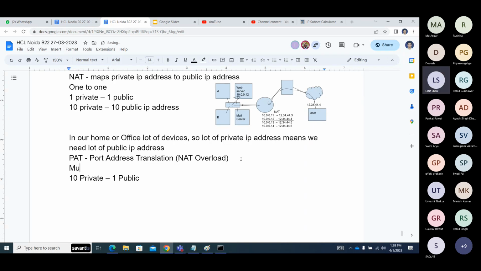It's multiple private to single IP address. So you have 10 private IP addresses, still you can communicate with the public IP address only.